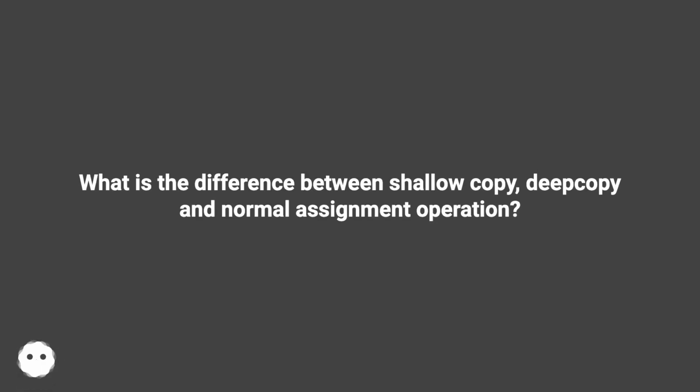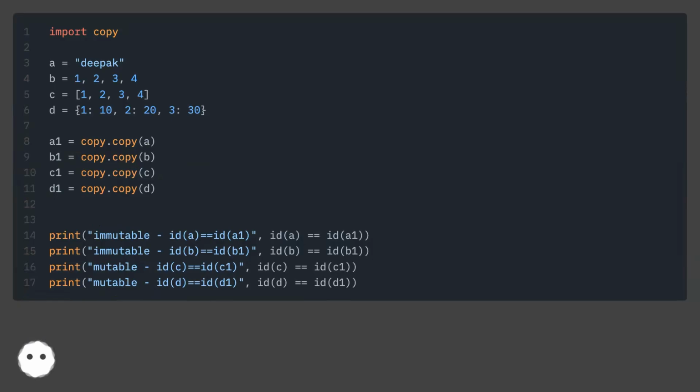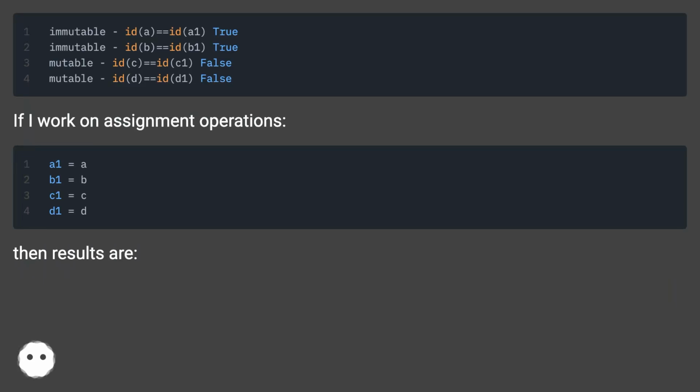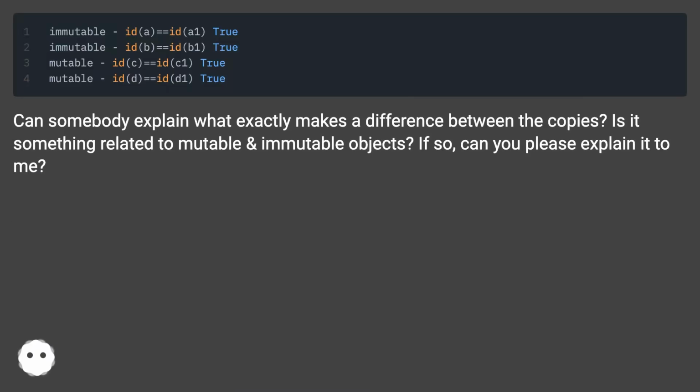What is the difference between shallow copy, deep copy, and normal assignment operation? I get the following results. If I perform deep copy, results are the same. If I work on assignment operations, then results are... Can somebody explain what exactly makes a difference between the copies?